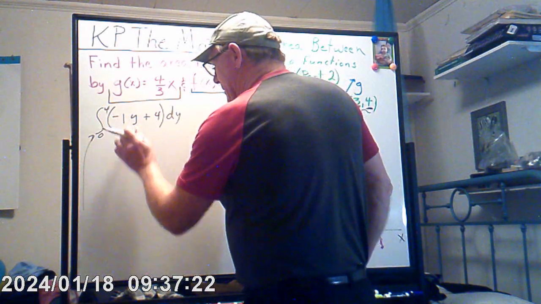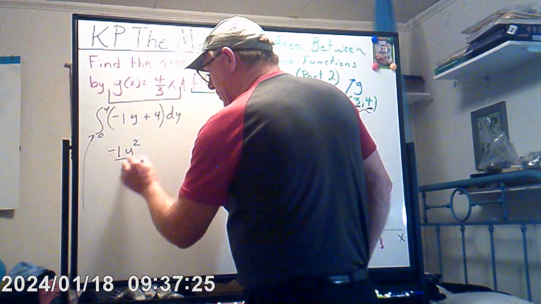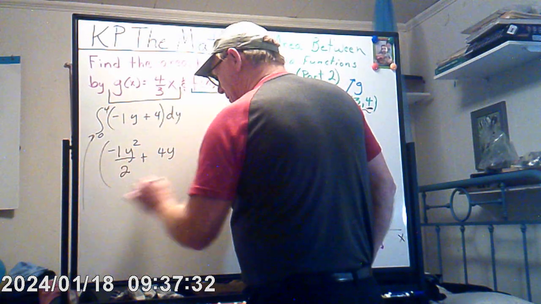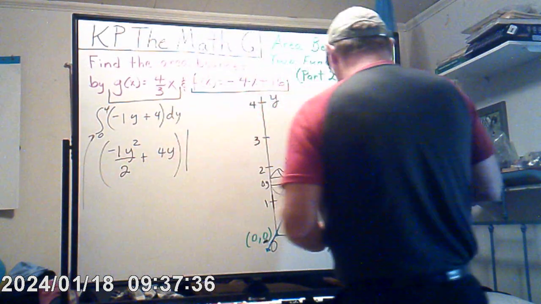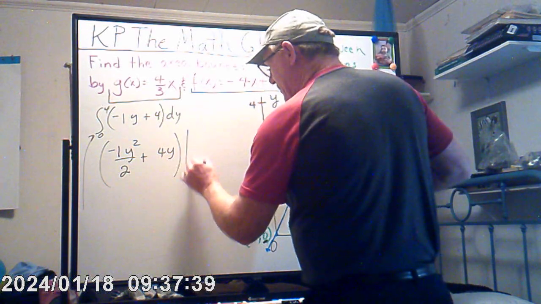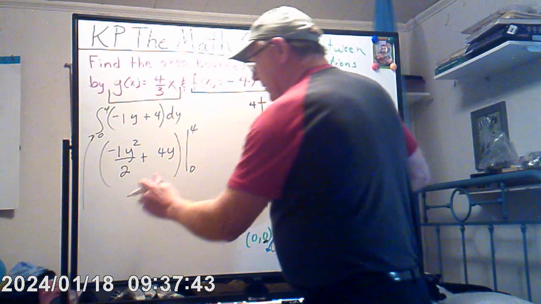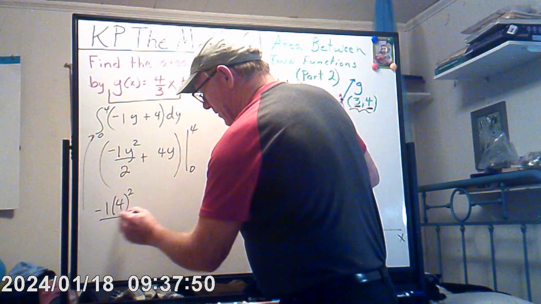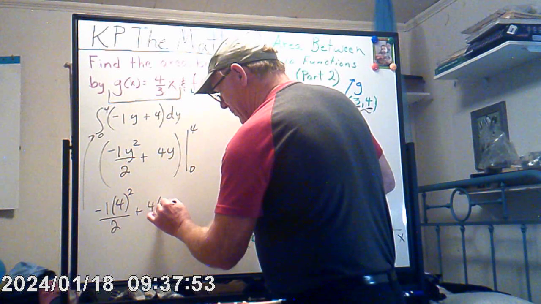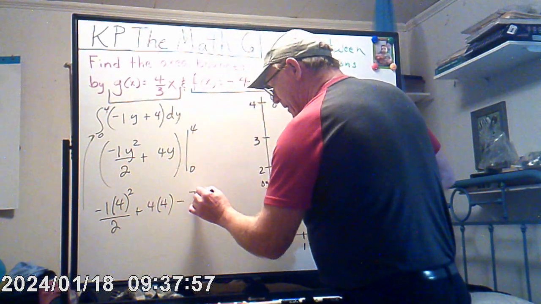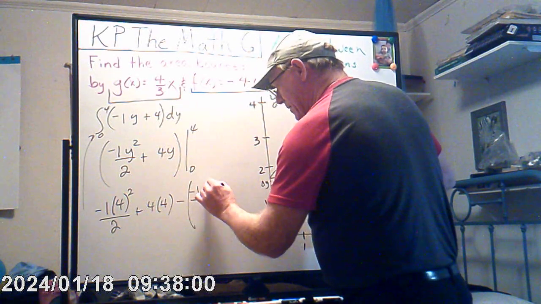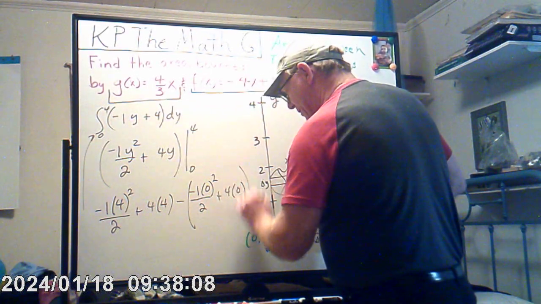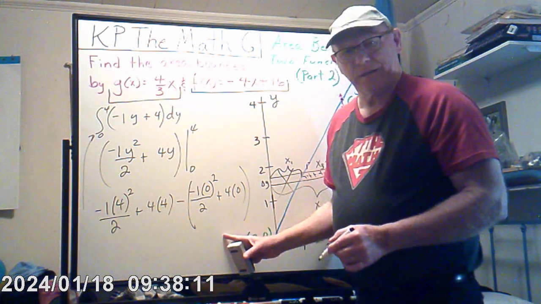So let's see. Negative 1y squared over 2 plus 4y. And we're going from 0 to 4. There it is, right there. So I'm going to plug in 4. So negative 1 times 4 squared over 2 plus 4 times 4, minus negative 1 times 0 squared over 2 plus 4 times 0. Well, all of this, you know what this answer is, right? This is 0, isn't it?